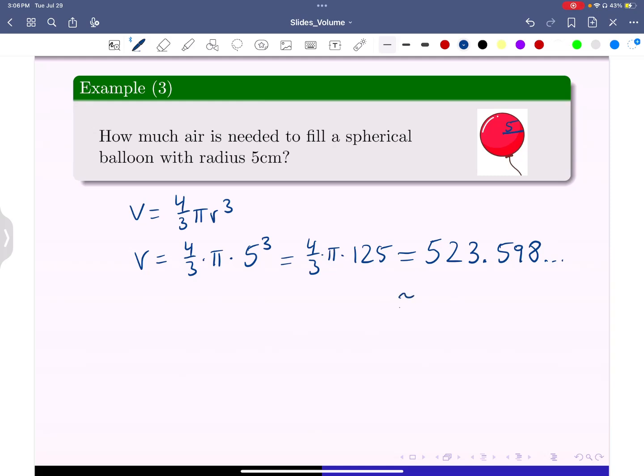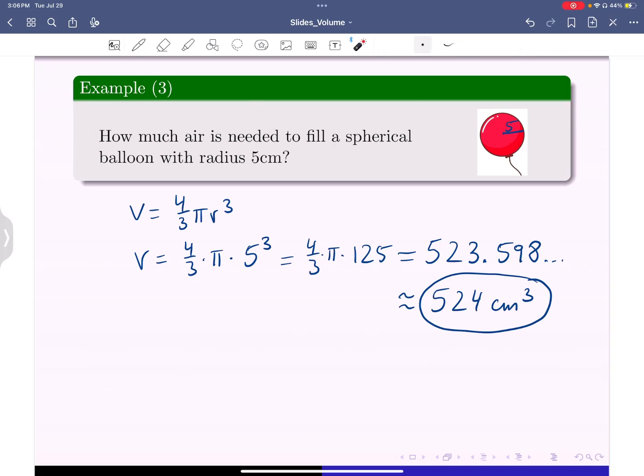So approximated to the whole number would be 524 centimeters cubed if we round it to the whole number. How do we round to the whole number? We want to round it to this number. We look at the next digit. If that's 5 or above, we move it up 1 unit. So this would be 4.